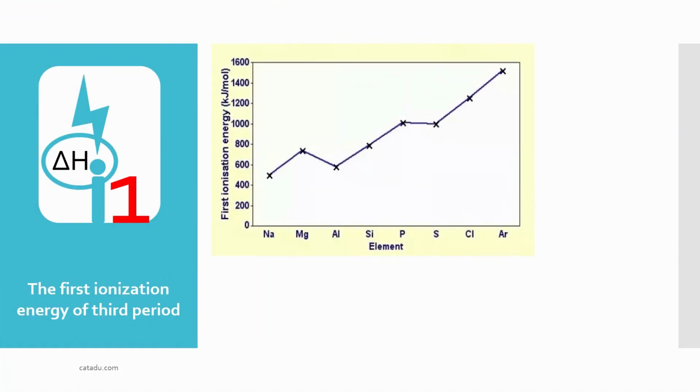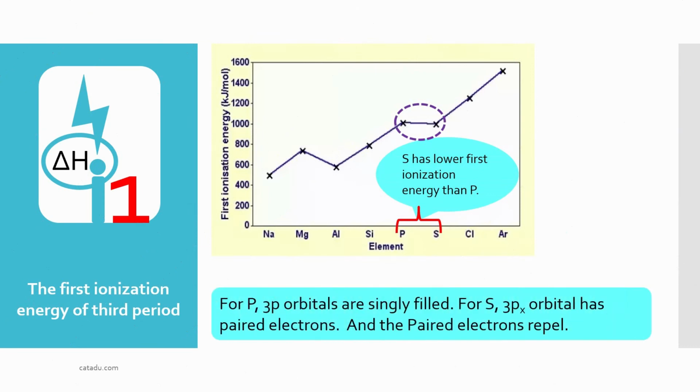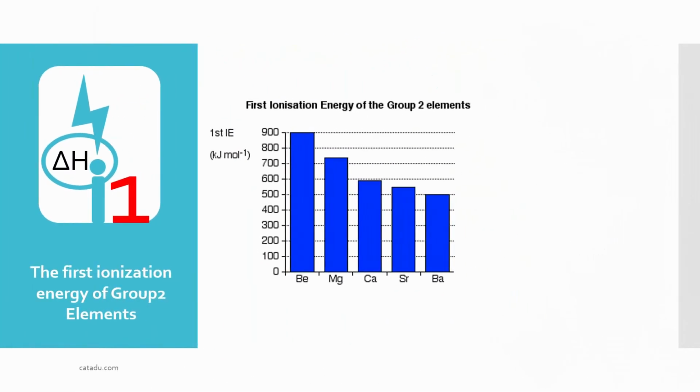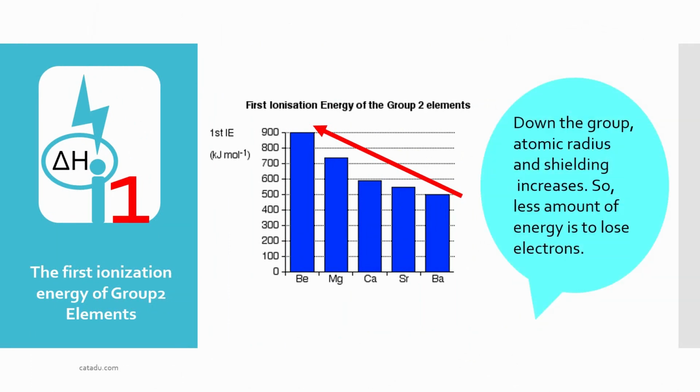Phosphorus to sulfur: sulfur has a lower first ionization energy. For phosphorus, the 3p sub-shell orbitals are singly filled, but for sulfur, the 3px orbital has paired electrons and the paired electrons repel. The first ionization energy of group 2 elements, if we see here, from beryllium to barium, decreases. There are 2 reasons. The first one is the radius, another one is the shielding. Both increase, so ionization energy decreases.